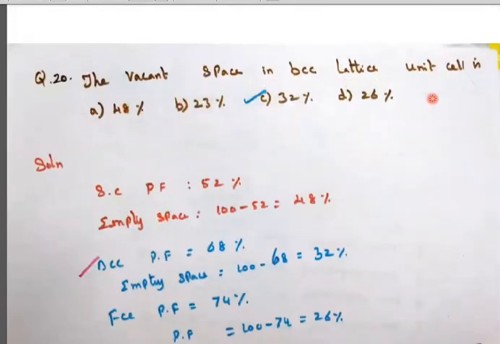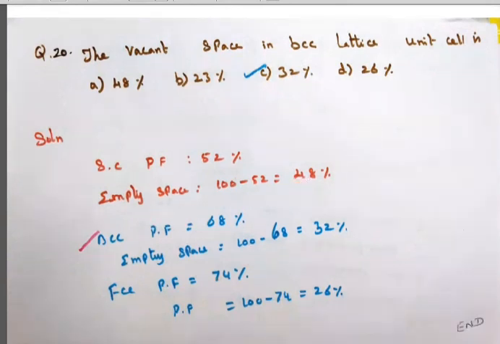Next, the vacant space of a BCC lattice unit cell is whether 48%, 23%, 32%, or 26%. In simple cubic, the packing efficiency is 52%. Empty space is 100 minus 52, 48%, for simple cubic. For BCC, the packing efficiency is 68%. The empty space is 100 minus 68, 32%. In the question they have asked about BCC, so the vacant space is 32%. For face-centered FCC, the packing efficiency is 74%. The empty space is 26%.